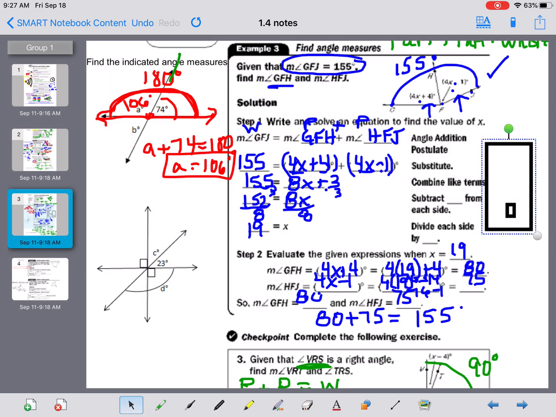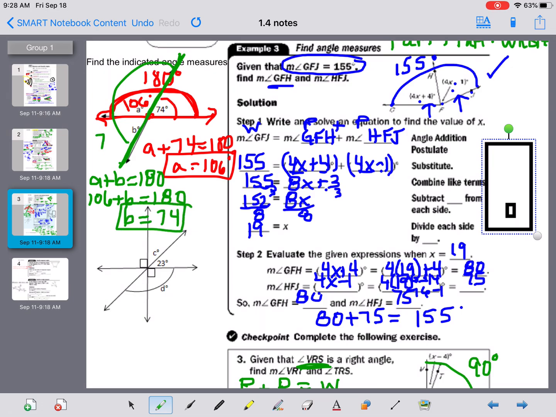Okay, go back to my green pen. This is also 180 degrees, okay? All of this. So I could say A plus B is 180. And if my A was 106, I can now subtract that 106, and I can get 74, okay? Now, I know some of you are doing it a different way, and I know some of you got 74. That's great, okay? Go with it.